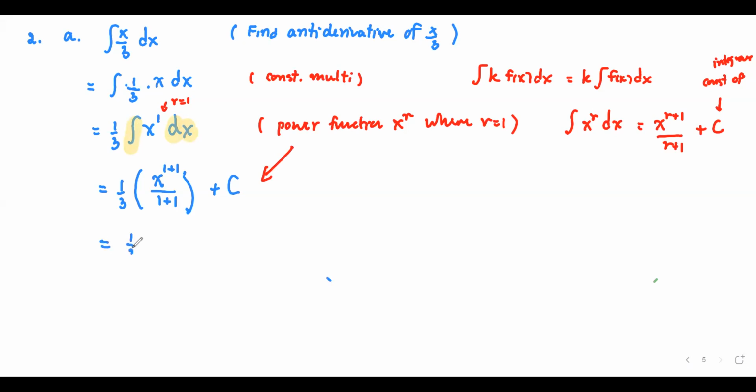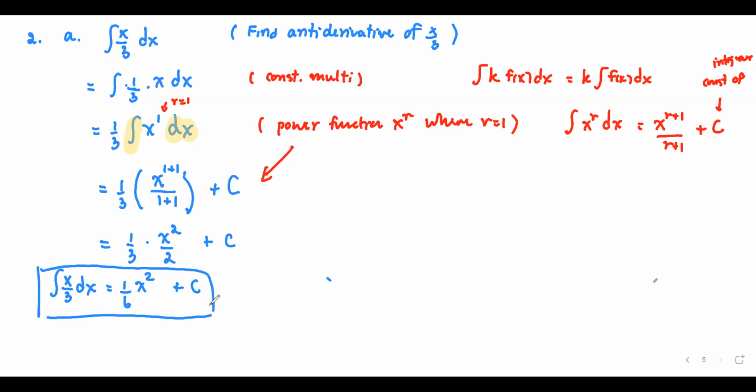Now we have 1 over 3 multiplied by x to the second over 2 plus c. And 1 over 3 times x squared over 2 becomes x squared over 6, or we write it as 1 over 6 times x squared plus c, as the antiderivative or the integral of x over 3 with respect to x. Okay, so we finish off the problem.